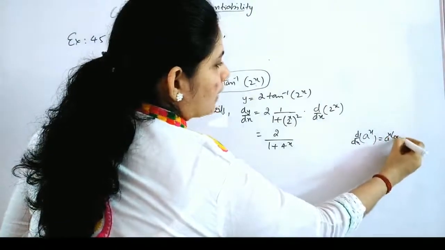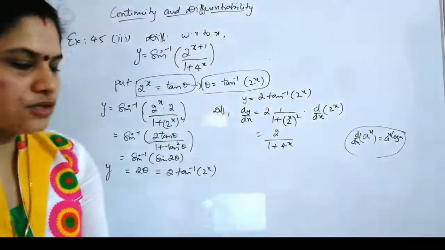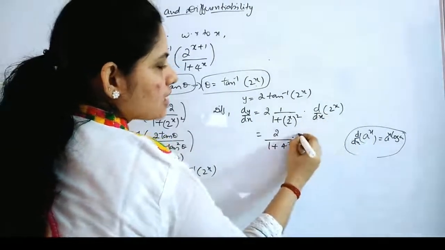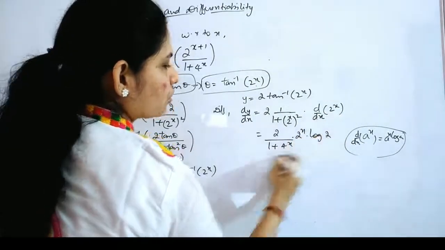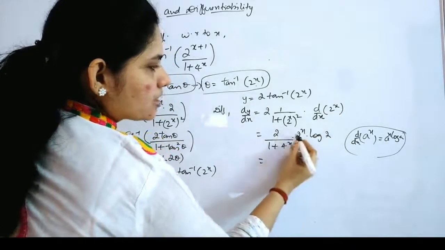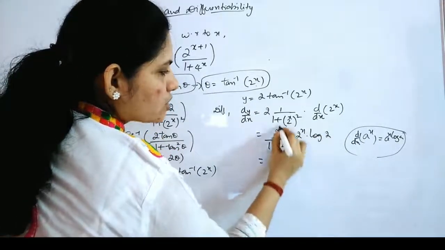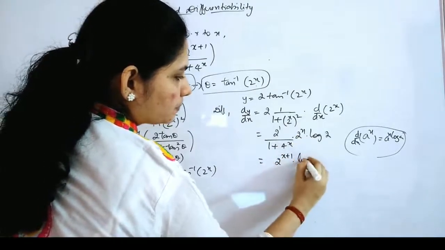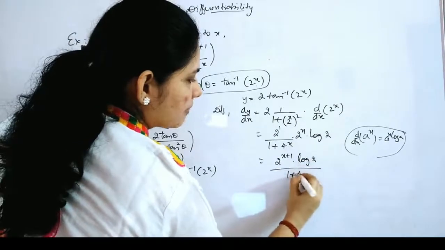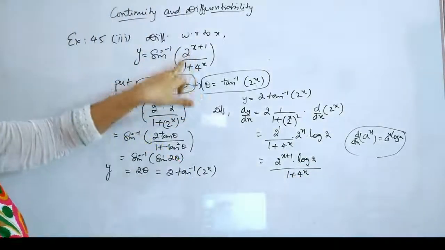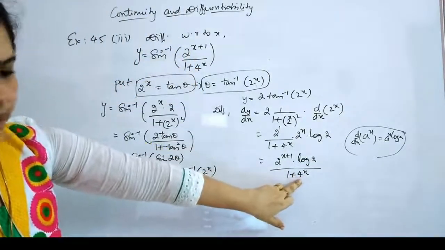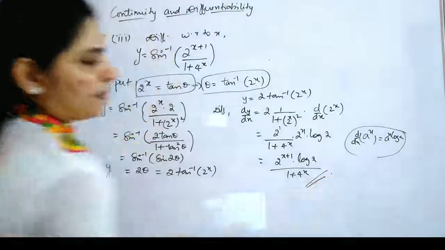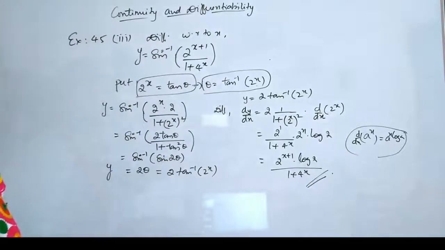A raised to x log a, right? A raised to x log a. So that we are replacing here. Here instead of a you have 2, so you will get 2 raised to x into log 2. So your answer is this 2 and this 2 can be taken as 2 raised to 1 into 2 raised to x, which is 2 raised to x plus 1 into log 2 divided by 1 plus 4 raised to x, so that it matches with the angle. That's why we are writing like this. Okay, so it is 2 raised to x plus 1 into log 2 divided by 1 plus 4 raised to x.